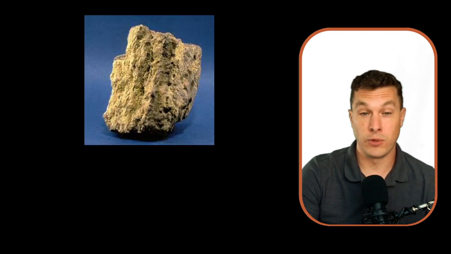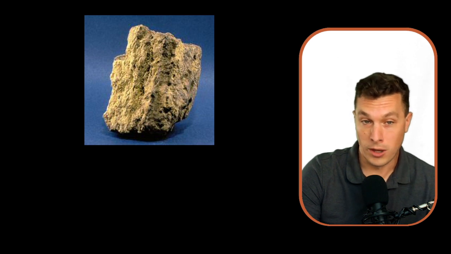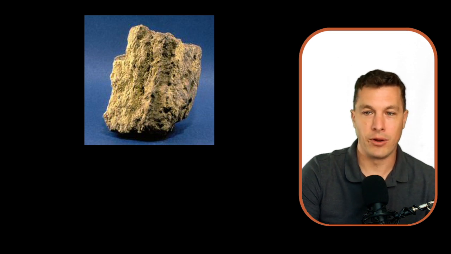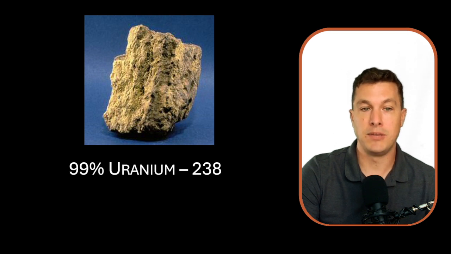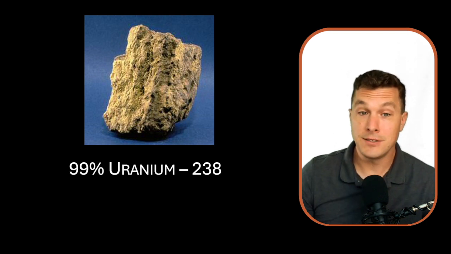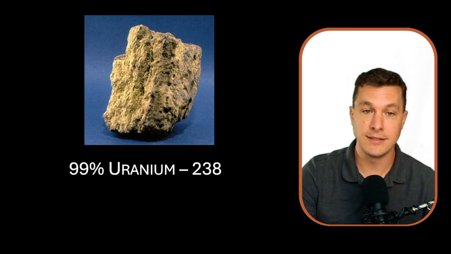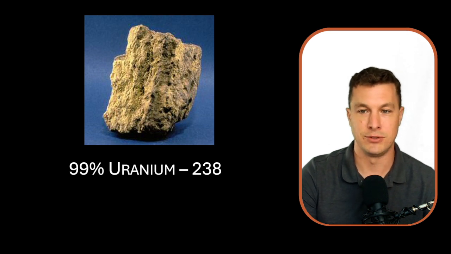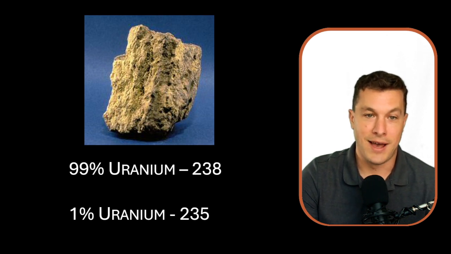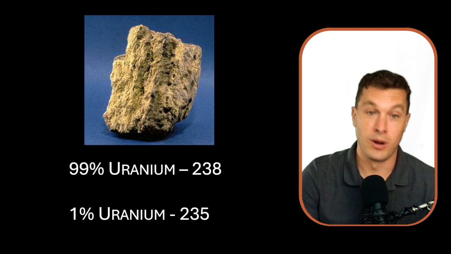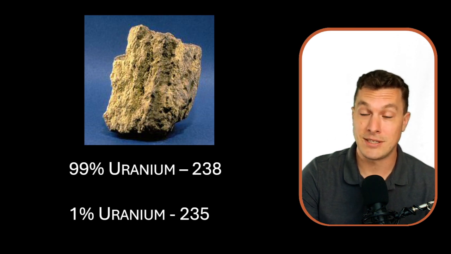Here I have a chunk of what's called uranium ore. So I've gotten some uranium out of the earth. It turns out that about 99% of that uranium is going to be 238. That is uranium with 238 things in the nucleus. So we got a lot of protons and neutrons there. About 1% of it is what we call uranium-235. And you might be like, Dr. Morris, I don't really give a crap about this uranium ore. Fair point. But it turns out it's actually really important.